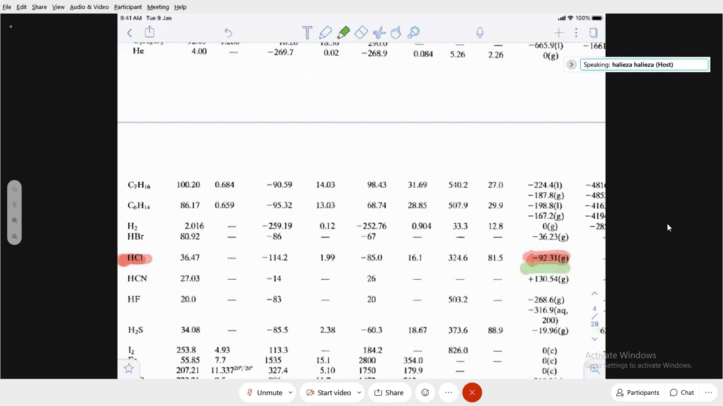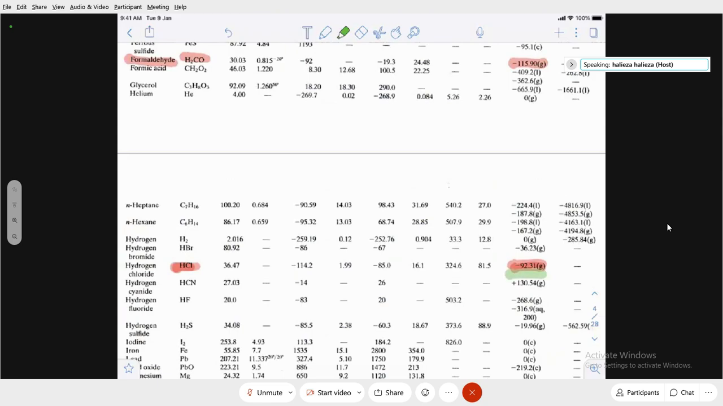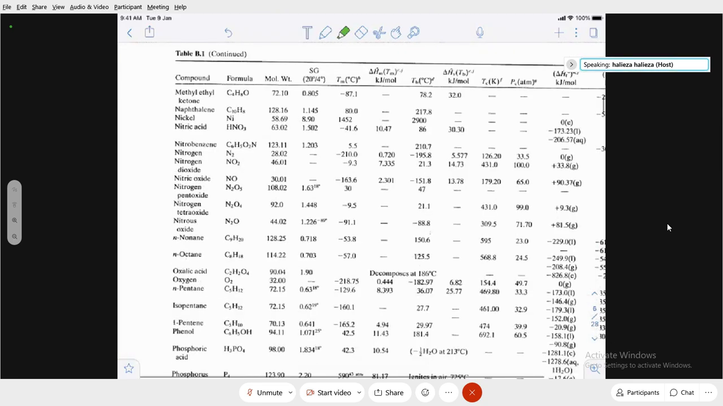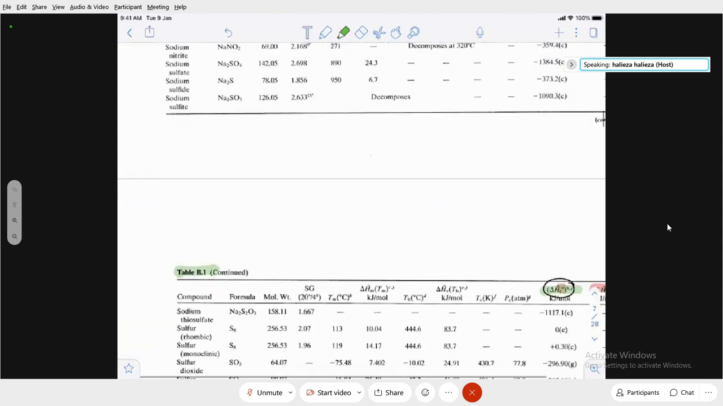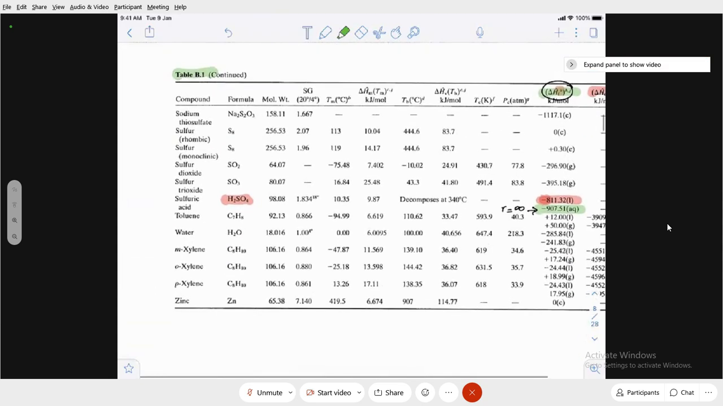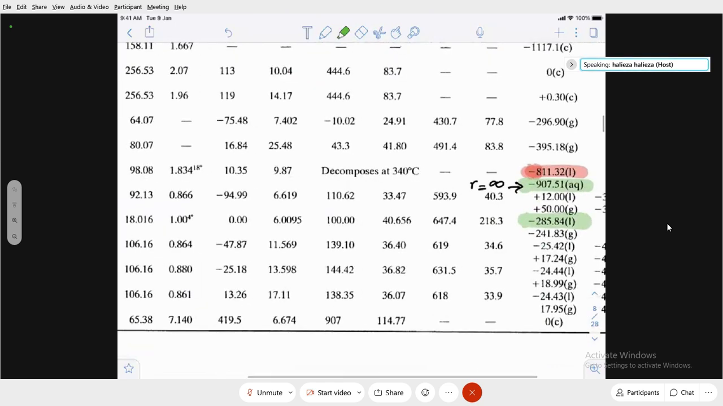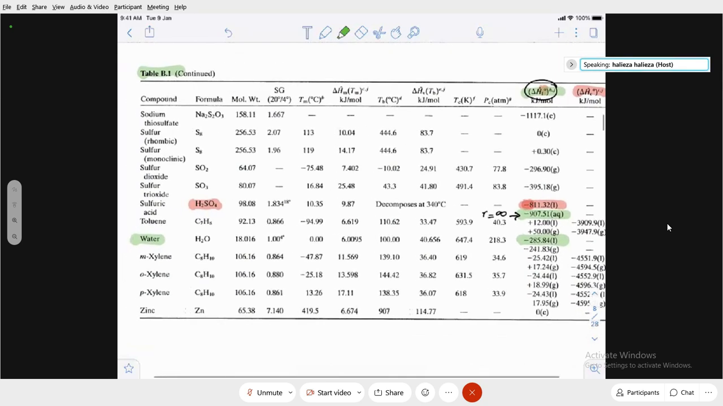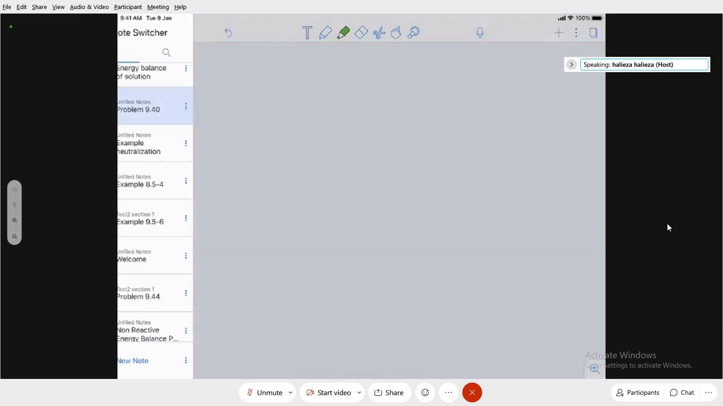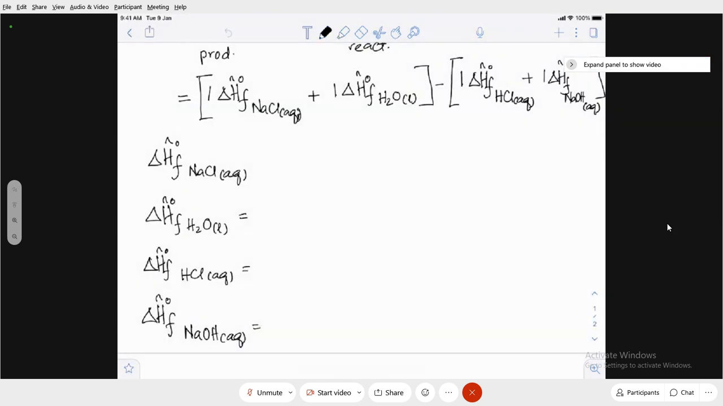So let's look at the heat of formation of water. We need water. Yeah, water is here. The heat of formation of liquid water is minus 285.84. So we're going to list that down in our example. Just now we have for sodium hydroxide, negative 469.4 kilojoules per mole.